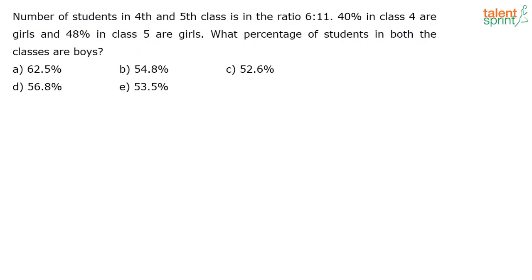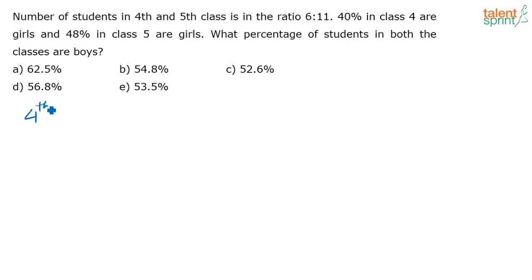See, the key to solve this question faster is to try and arrange the information accordingly, right? The way in which you simplify this particular question is very important, right? You can arrive at the answer very fast if you simplify it in a smart way. So, let's try to solve it. So, what is given in the question? Number of students in 4th and 5th is in the ratio 6:11.